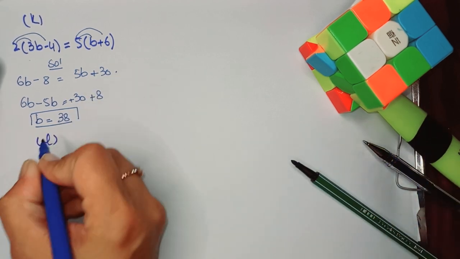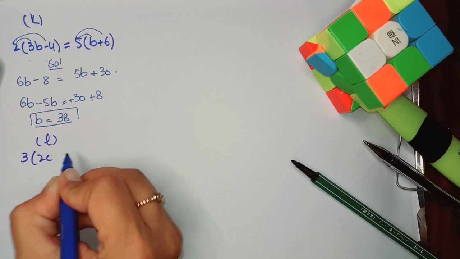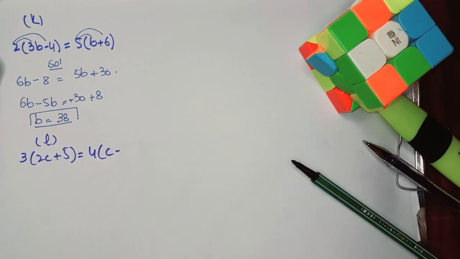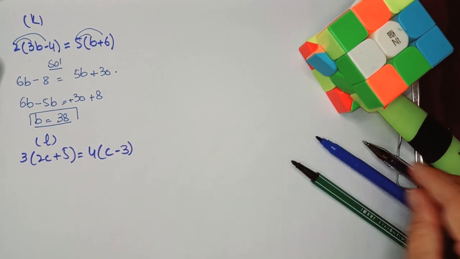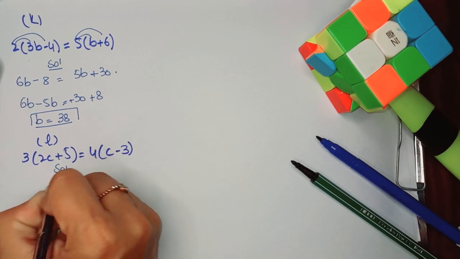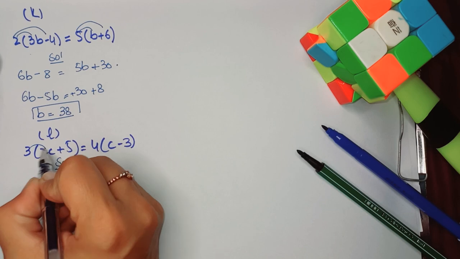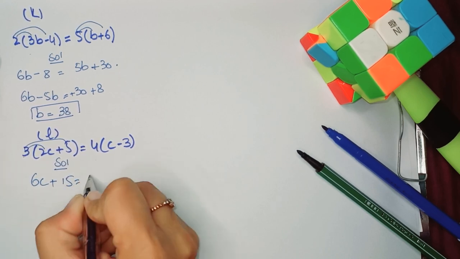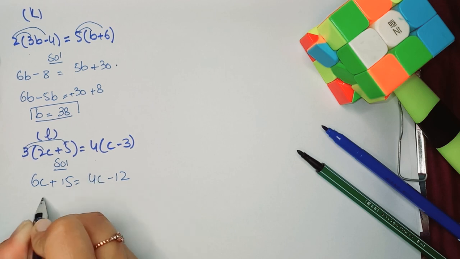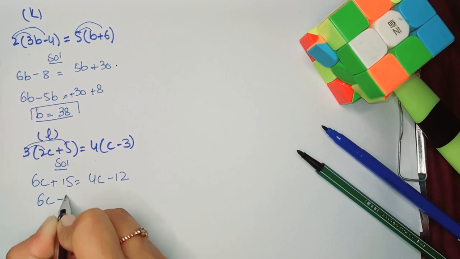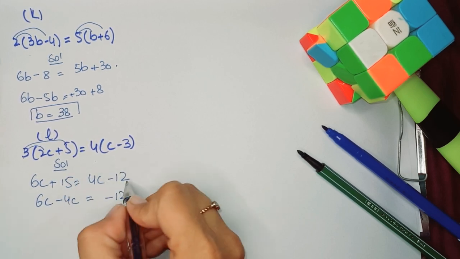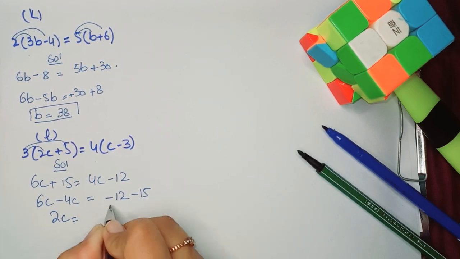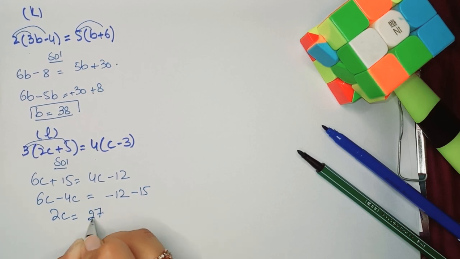L part, dear students. In L part we have 3 into 2c plus 5 equals 4c minus 3. First of all, let's expand the bracket. 3 times, and this 3 times. 3 into 2c, 6c plus 15, 4c minus 12. Now this 4c needs to be eliminated from here, so it will be shifted towards the left side. It will be minus 4c, minus 12, and then plus 15 needs to be eliminated, so it will be minus.